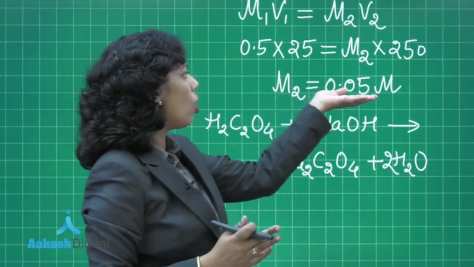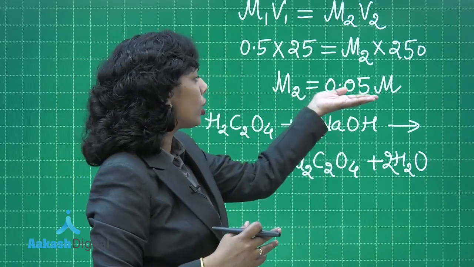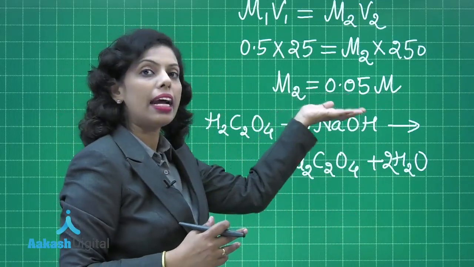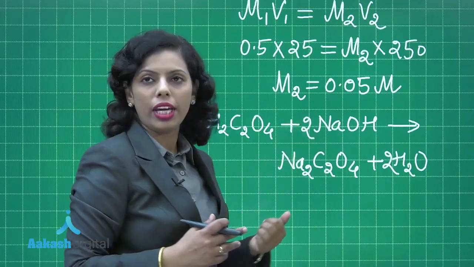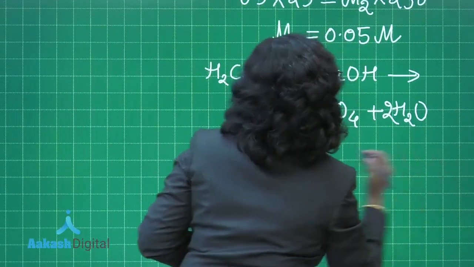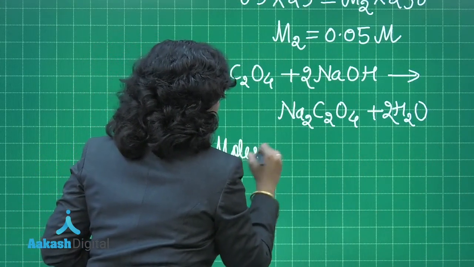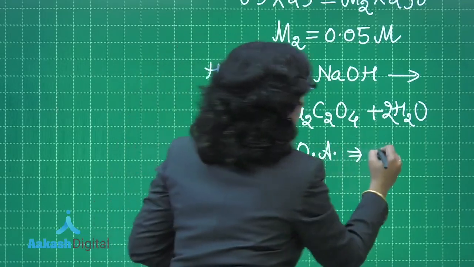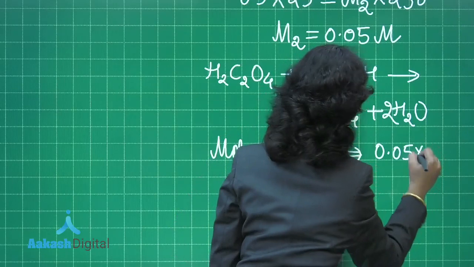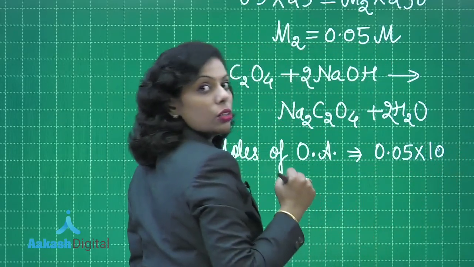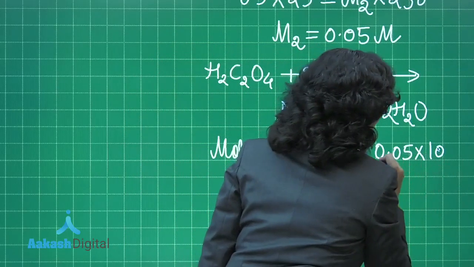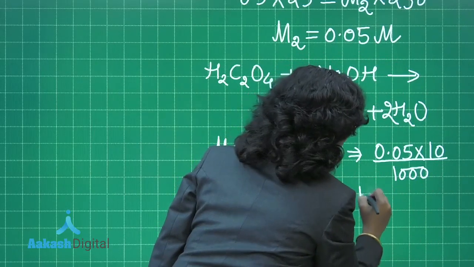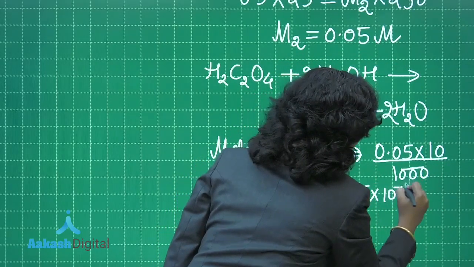In this case, the molarity of the oxalic acid solution is given, that is 0.05 molar. With the help of this, we can find the moles of oxalic acid present here, and we'll use this to find the amount of NaOH. Let's check. The moles of oxalic acid would be molarity multiplied by the volume of the oxalic acid solution taken, but that should be in liters, that's why I'll divide it by 1000. So it would be 5 into 10 raised to the power minus 4.